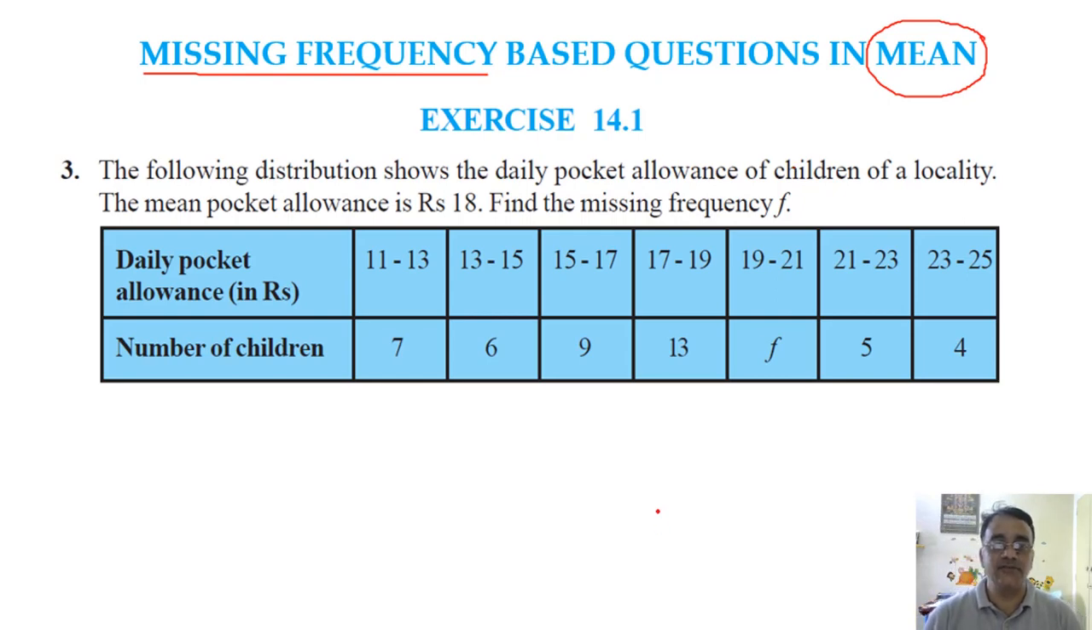So this is question number 3. The following distribution shows the daily pocket allowance of children of a locality. The mean pocket allowance is rupees 18. So here mean is given, 18. Find the missing frequency f. This frequency we need to find.